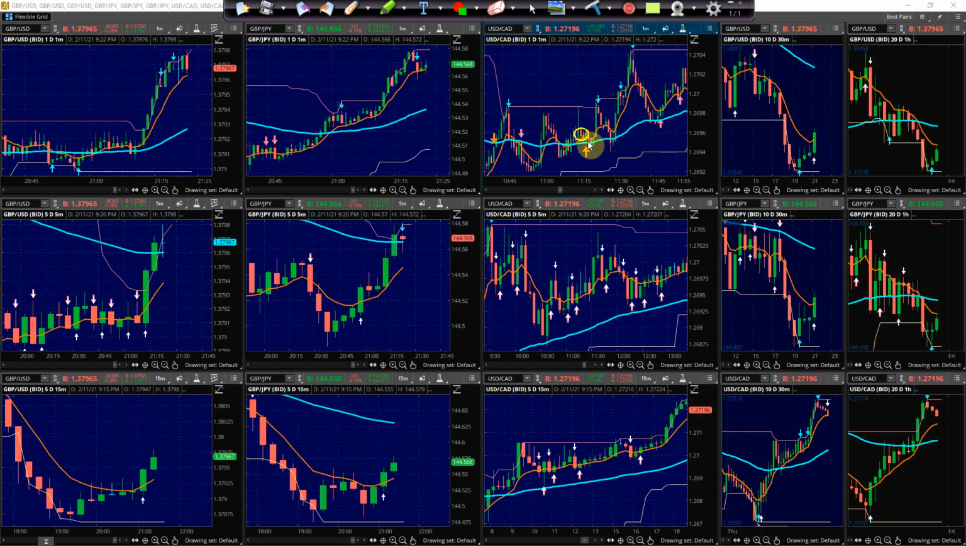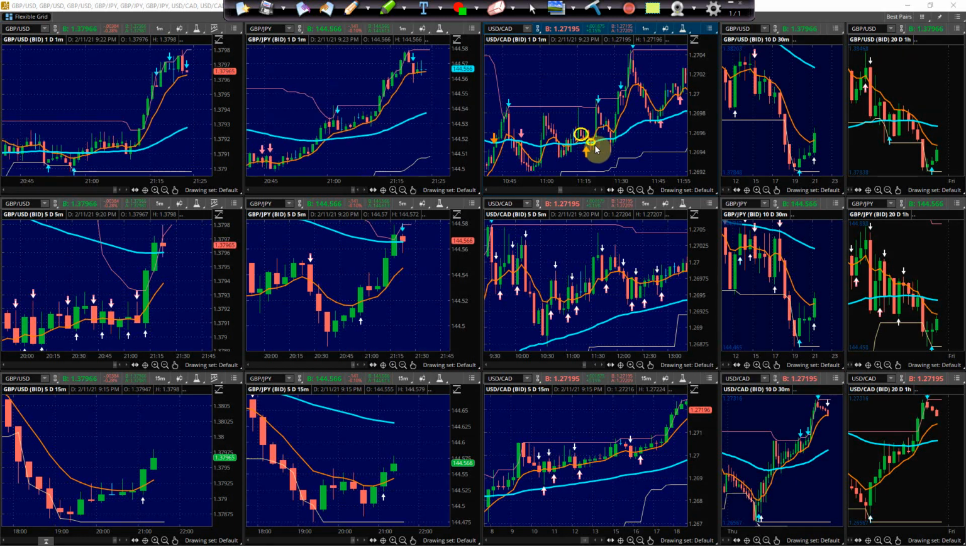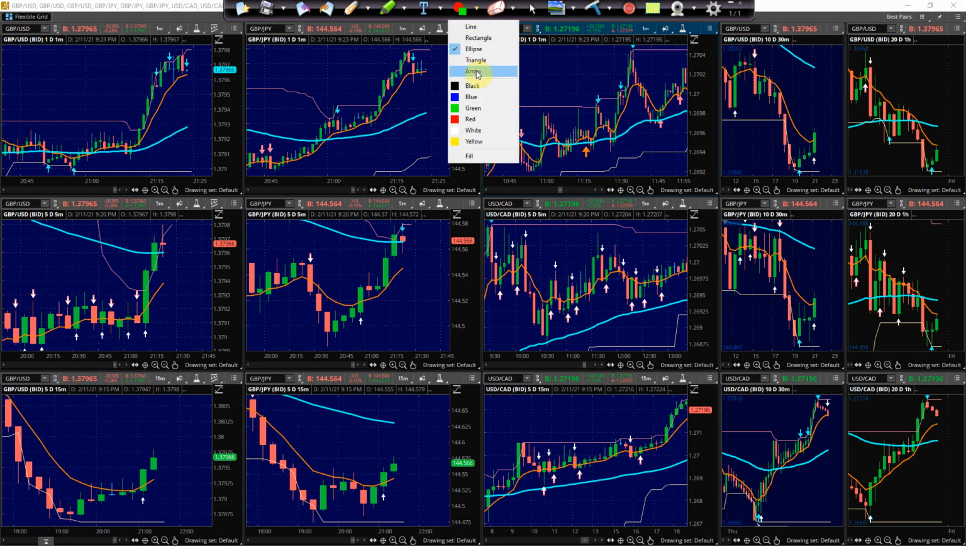Over here, the orange line is above the blue line. Okay, so now we're looking for entries because we have full permission to be taking buys. Because of your brand new 50-minute up, because of the 5-minute up, now we have permission to be taking this for a buy.